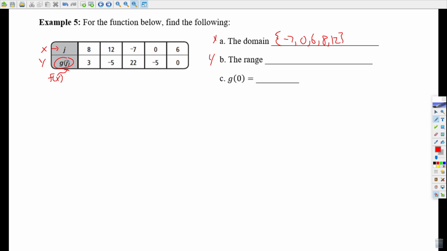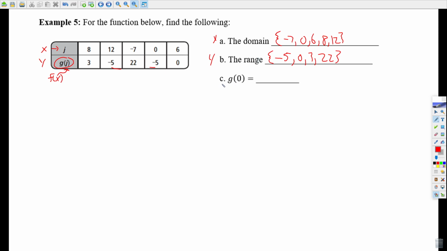The range, same idea. As we figure out what y was, we put a bracket. And as you can see, there's two -5s. But we don't have to write that twice. So it's kind of useless to write it twice. So -5, 0, 3, and 22. So domain and range is pretty simple with just a table. A little harder with graphs.